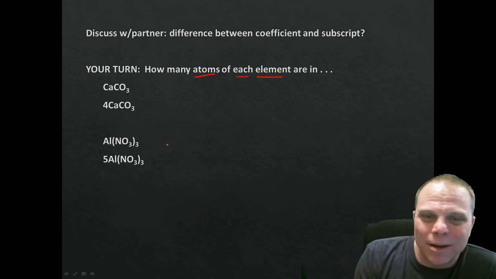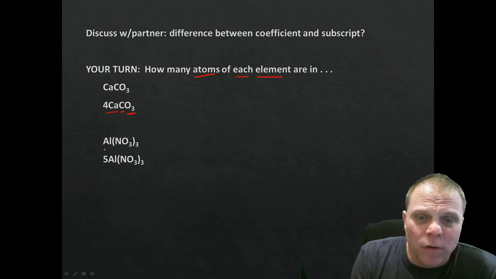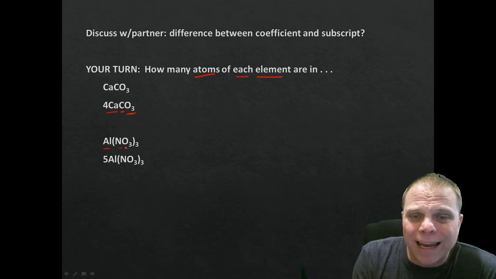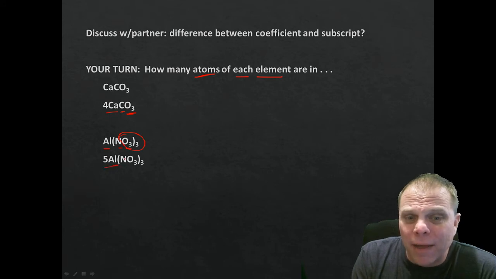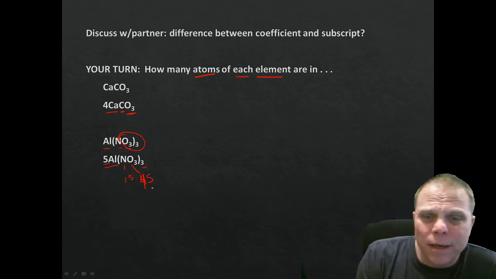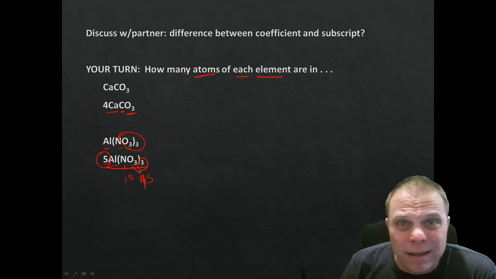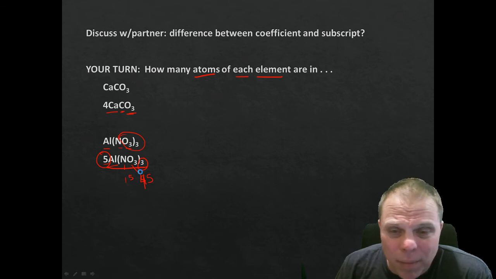And we're back. And what we've got here, we've got 1 calcium, 1 carbon, 3 oxygens. But here we've got 4 calciums, 4 carbons, and 12 oxygens. Here we've got 1 aluminum, and we've got 3 nitrogen and 9 oxygens, right? 3 times 3 for oxygen. But here we've got 5 aluminum, and then we've got 3 times 5 of my nitrogen, so that's 15. And then I've got 9 times 5 of my oxygen, so I'm actually at 45, okay? So you have to multiply the subscripts through anything that's in the parentheses, and then that coefficient is going to multiply through everything in the entire molecule or compound, the formula unit.